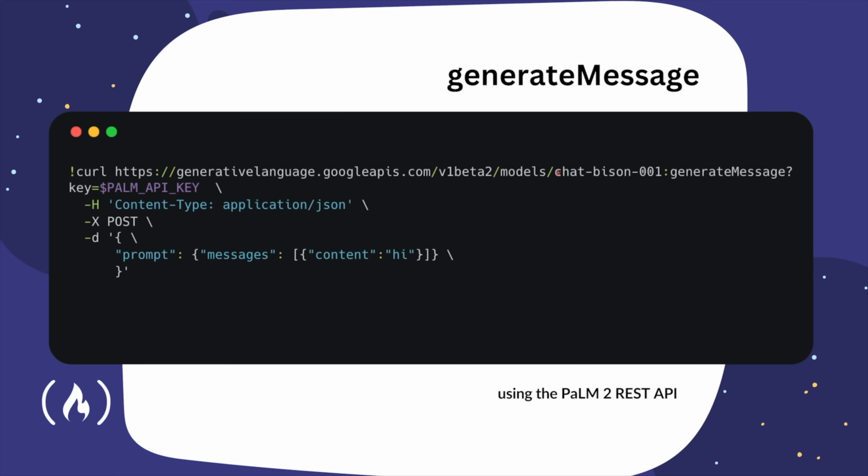Next up, we have the generate message model. This is used to have more of a conversation in which we feed in not just a string, so just one question, but a bunch of previous conversations that we've had with the LLM. Okay, so this just means that it can build on the previous conversation and build on the previous stuff that you told it. I'm going to show you how to do this now.